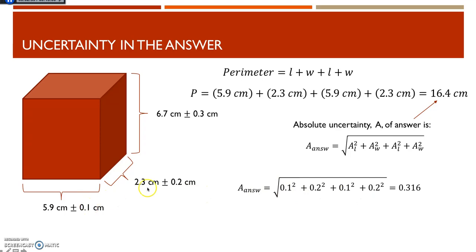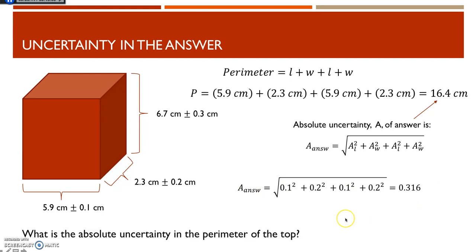Again, 0.1 squared plus 0.2 squared plus 0.1 squared plus 0.2 squared, and then take the square root, and I get 0.316. So the answer to the question, what is the absolute uncertainty in the perimeter of the top, would be 16.4 is the actual perimeter, plus or minus 0.3 centimeters would be my absolute uncertainty. Okay, so this process again is for when you're adding or subtracting values that have uncertainty associated with them.